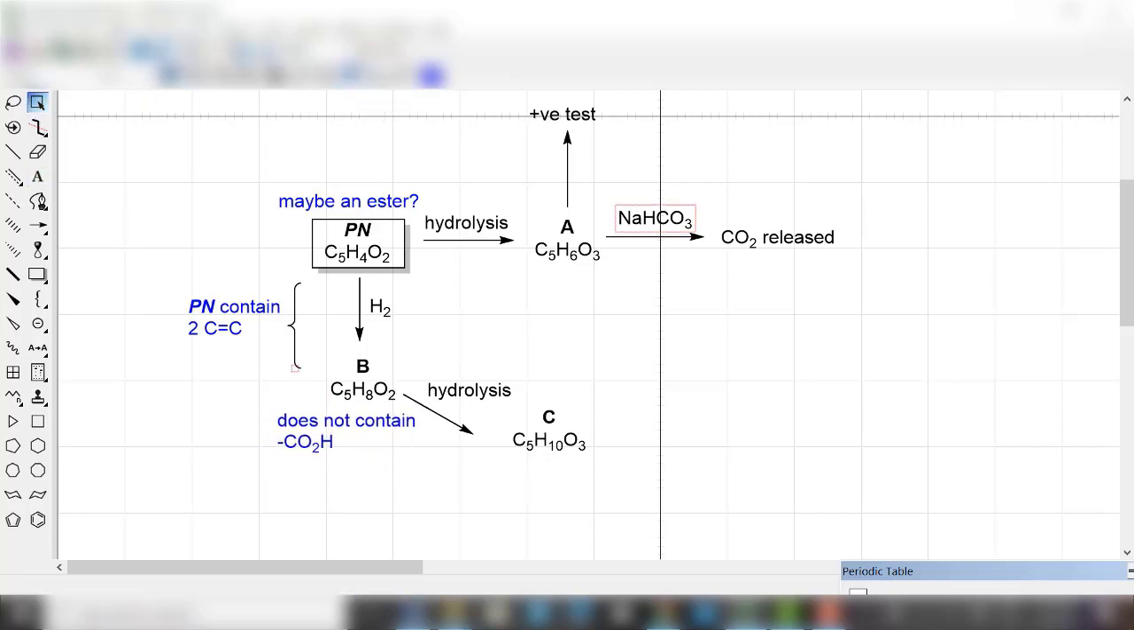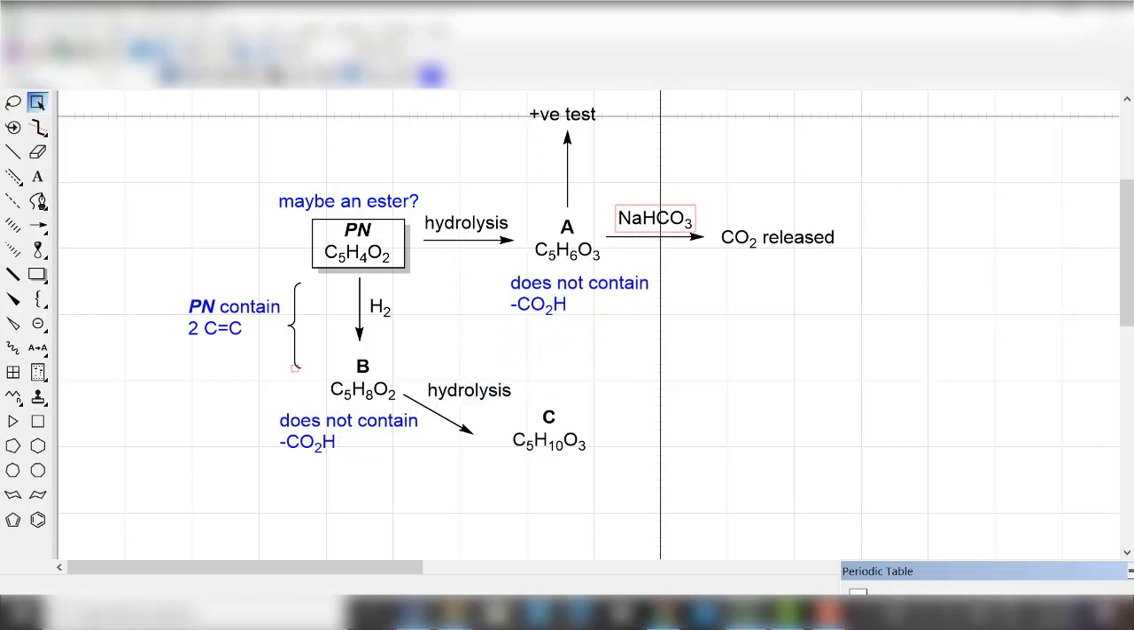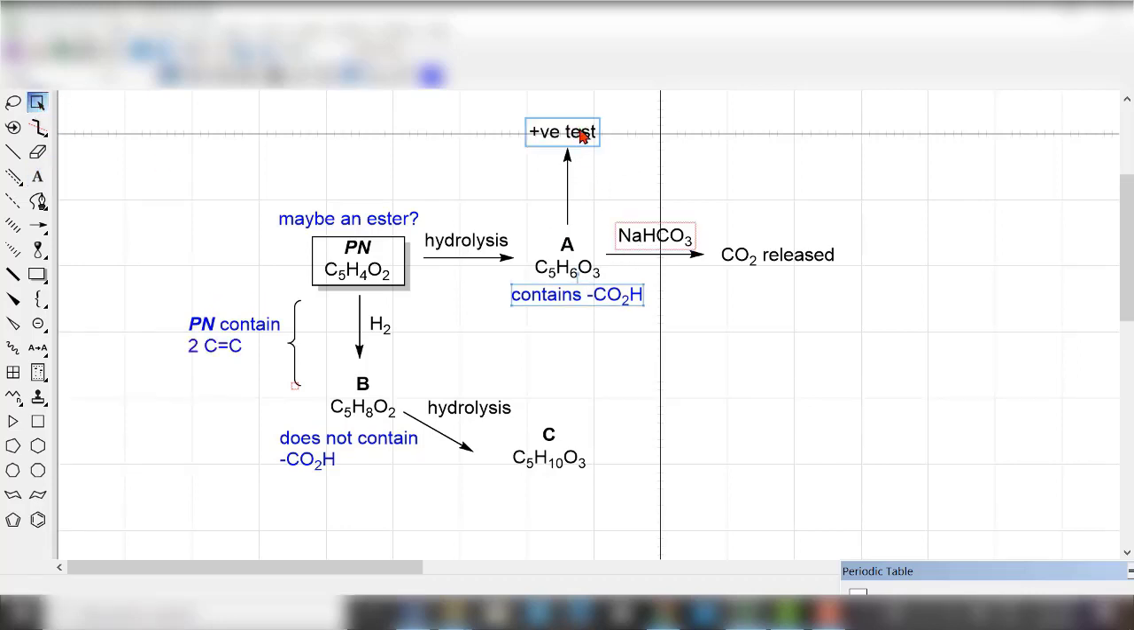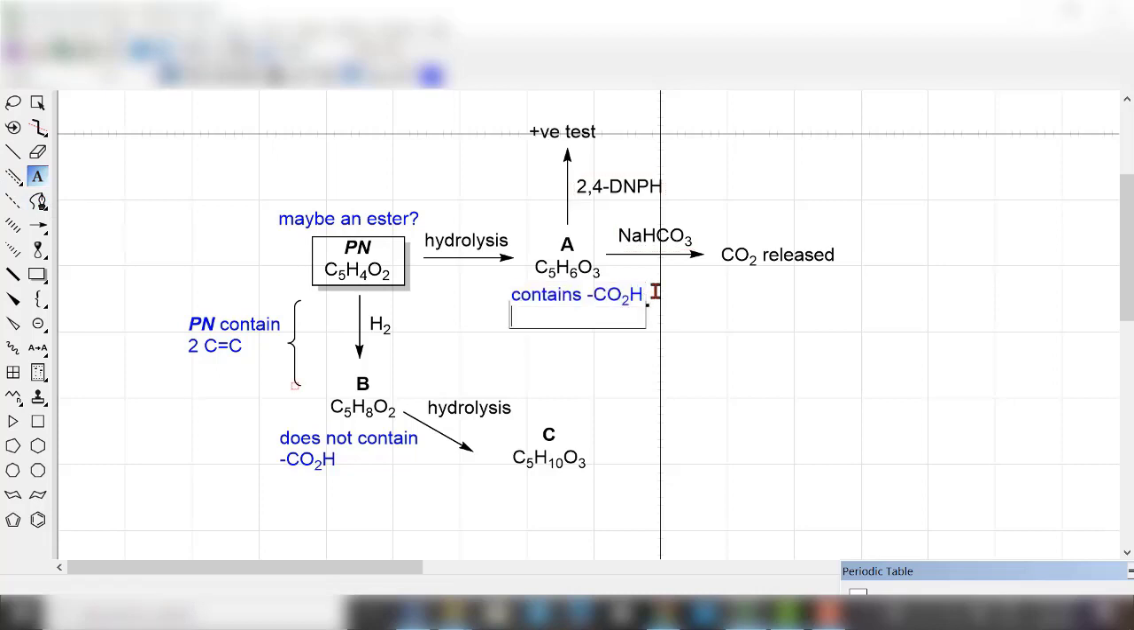I think earlier on I forgot to write somewhere here that A actually contains carboxylic acid functional group. I think I've missed this out. And since it gives a positive test with 2,4-dinitrophenylhydrazine, that means it either contains a ketone or aldehyde. But later on you realize that it is likely to be the former.